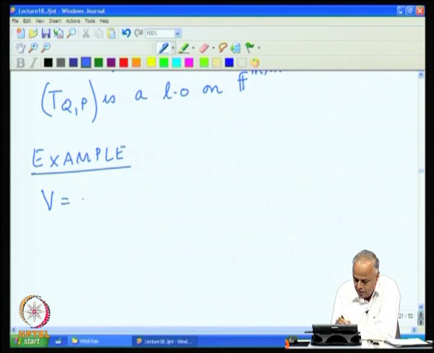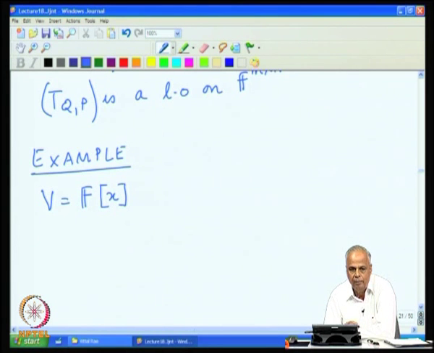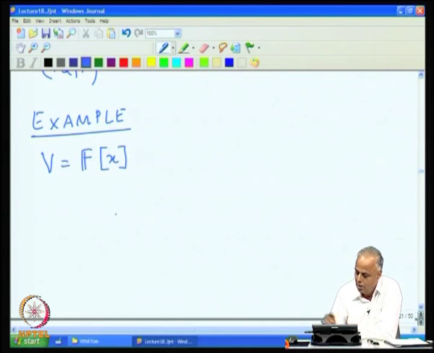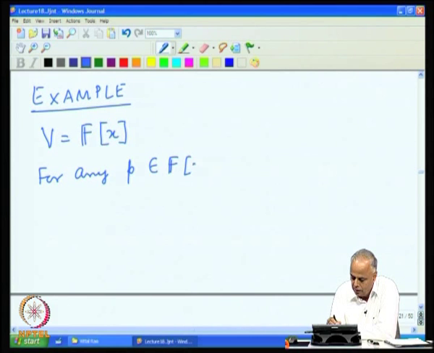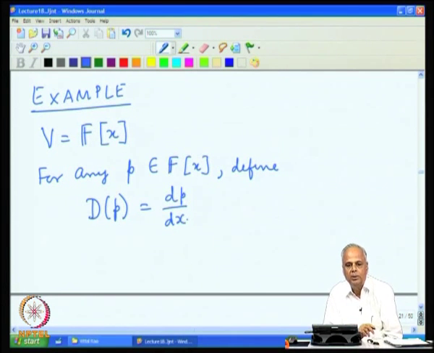Let us consider the vector space of all polynomials over F in the variable x. So, F[x] stood for the vector space of all polynomials. What are the vectors in V? They are all polynomials, so we will denote one by P. For any P in F[x], that is, for any polynomial, define D of P to be dP by dx. That is the derivative. That is why we use the symbol capital D. So, the transformation that we are thinking of now is differentiation.